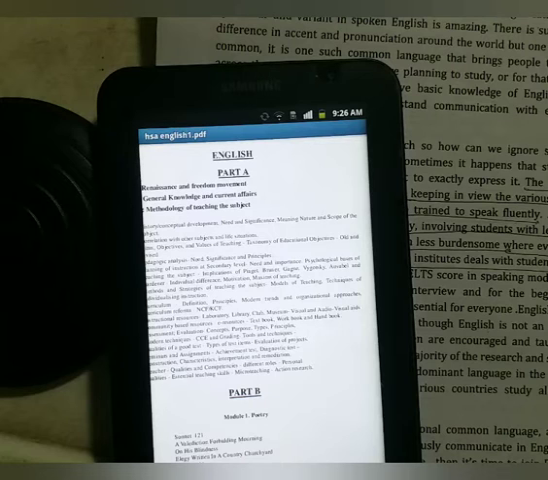Then CD-ROM, another way of, it's a kind of traditional concept actually, the library itself. Actually, we have e-libraries now. Everything is turning into e-format. So all these are kinds of instructional resources.